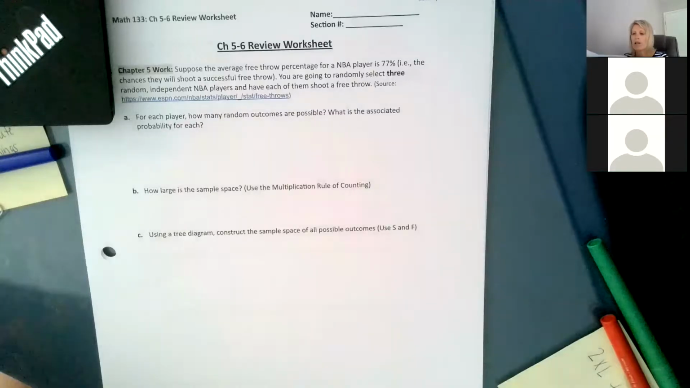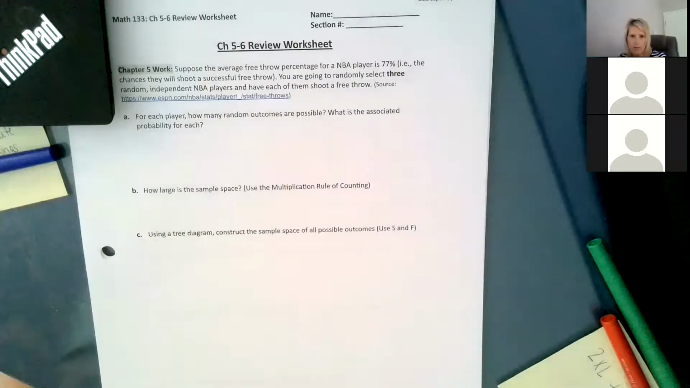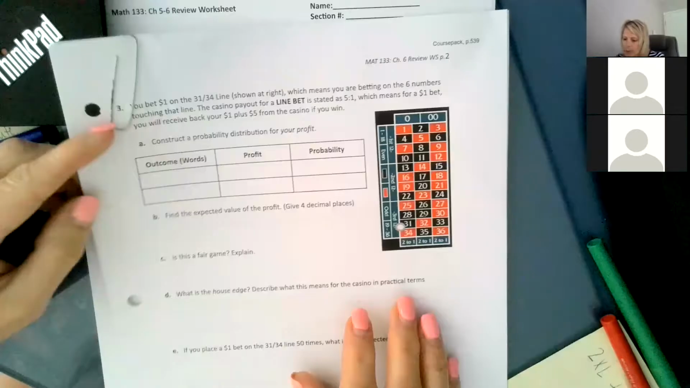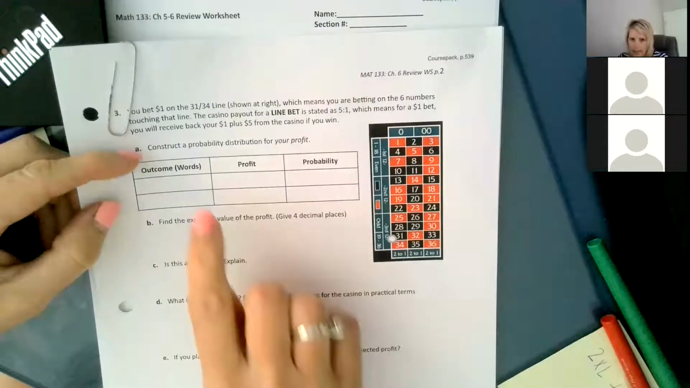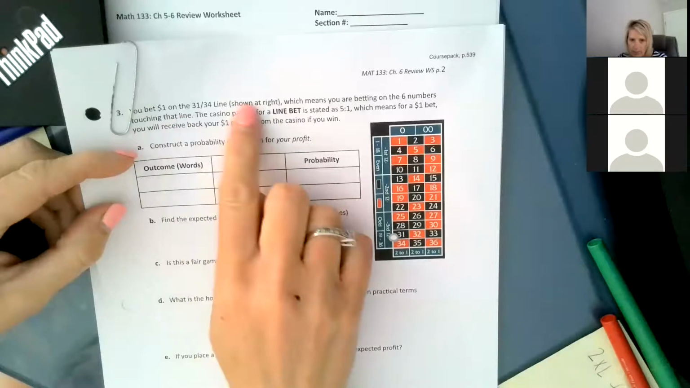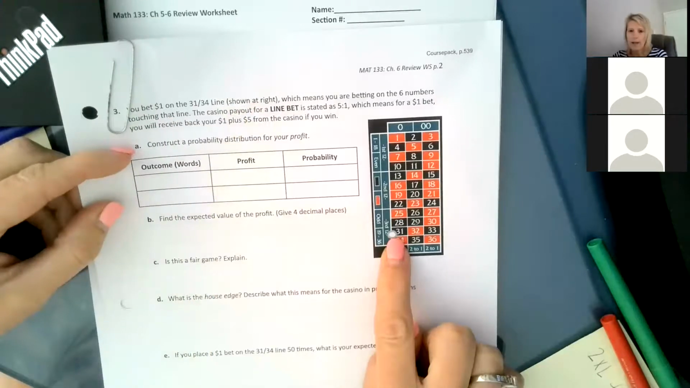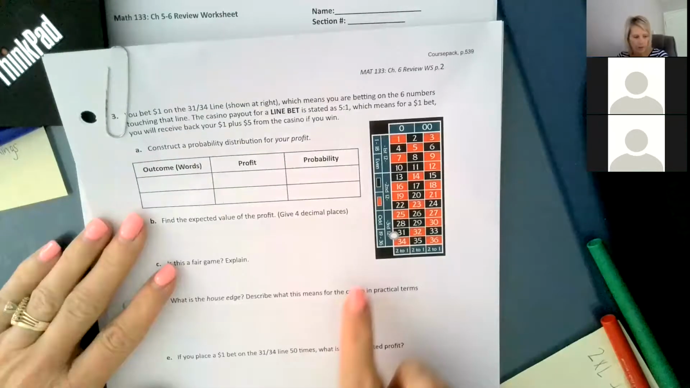Awesome. While we're bringing it up, let's just talk about number 3. I think this is a good one to talk about too, while we have extra time. Number 3 says you bet $1 on the 31-34 line. So they mark the line here with this little white chip. When you go to play roulette, you bet on this. This is what the betting possibilities are, but it's actually that wheel that spins.